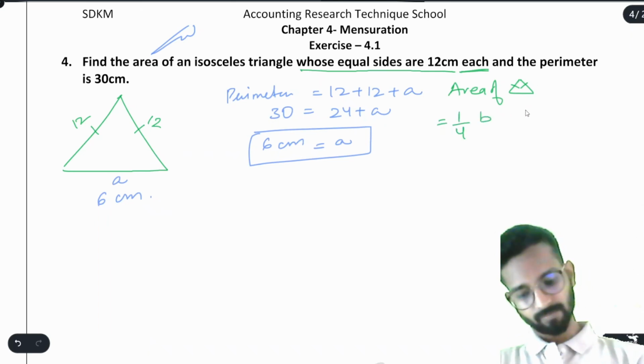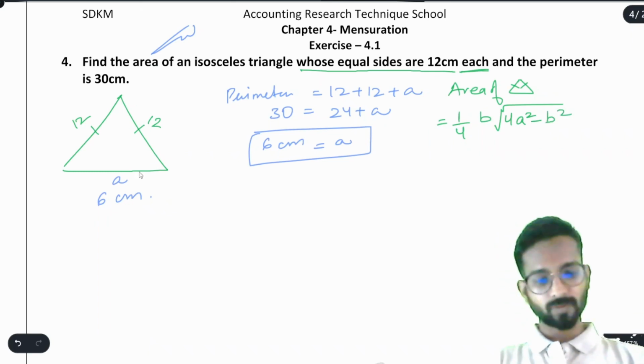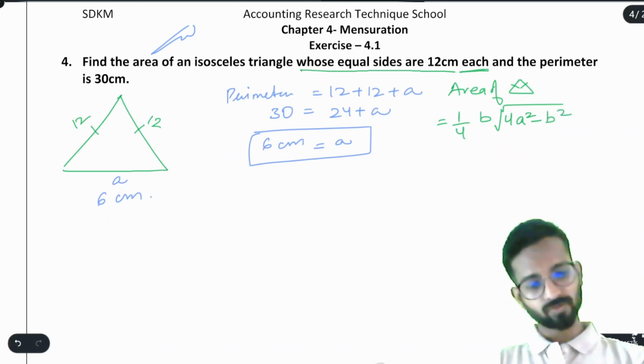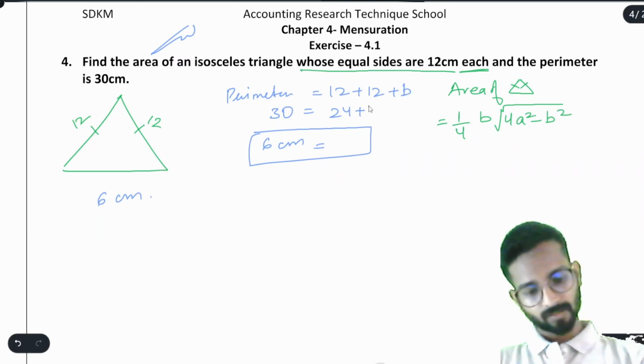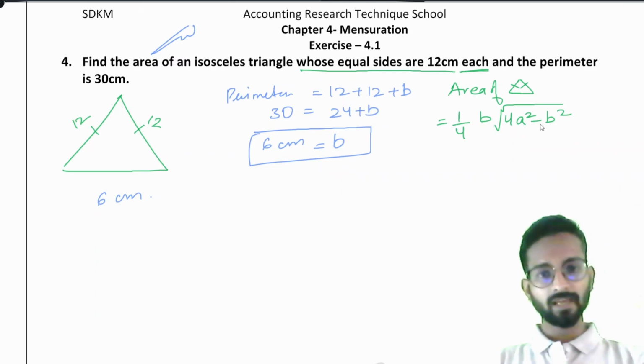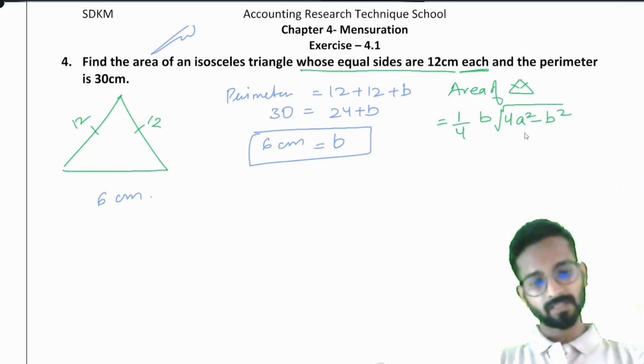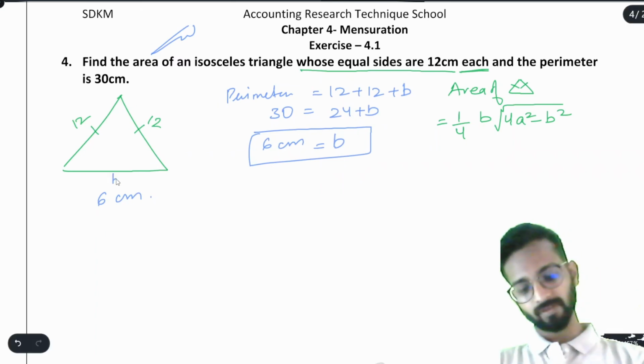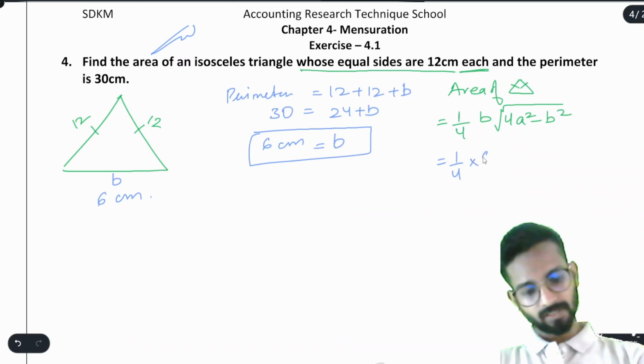1 by 4 b root of 4a square minus b square. That's why we did not use a here, we cannot use a here, because this we have to name as b only. The reason is in the formula of the isosceles triangle, they have already used a and b, and a in an isosceles triangle means the equal sides and b means the third side. So that's why we have to put b here. Now 1 by 4, b is 6, 4a square is 12 square minus 6 square.